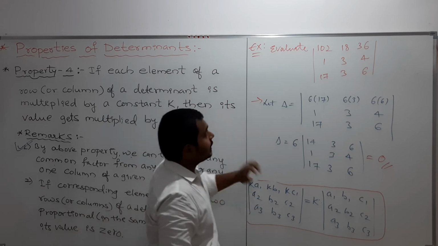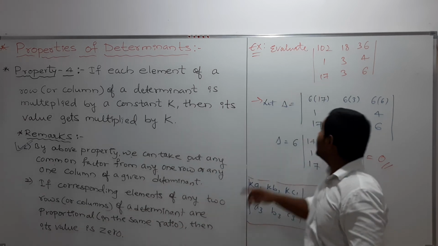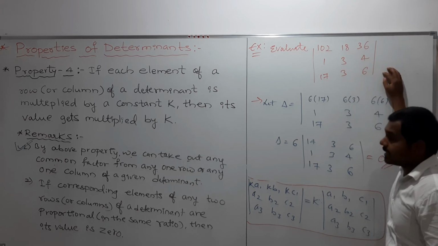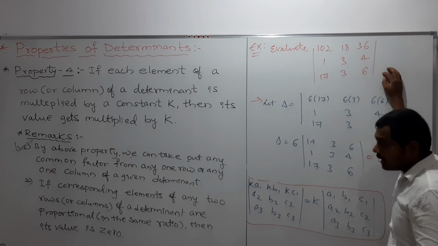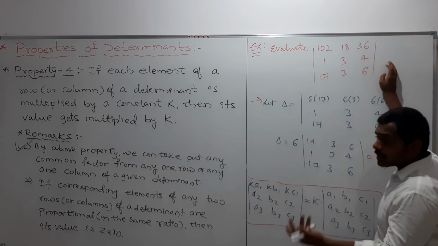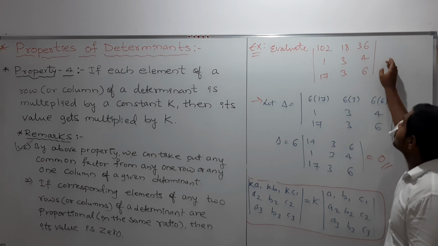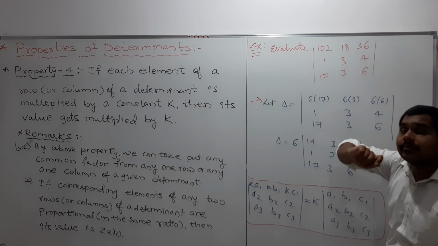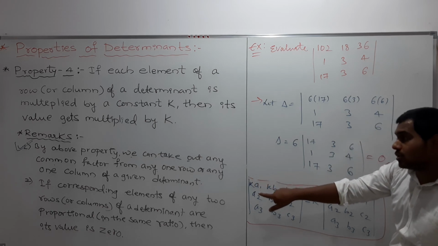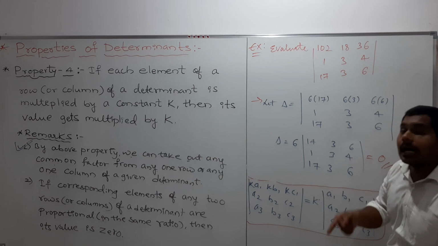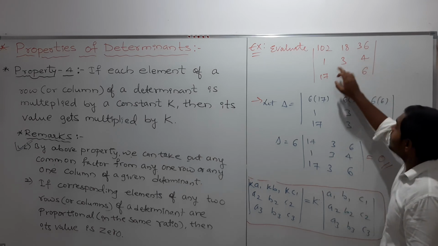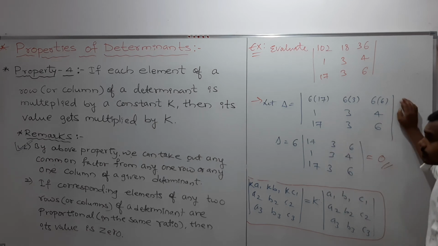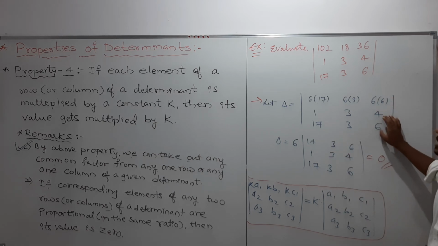This is because, my dear students, proportional means what? Here you can observe, this row 1 and row 3 are proportional. These are corresponding elements of any two rows of a determinant that are proportional or in the same ratio. Here 17, 3, 6, these are in the same ratio. So in such cases, what happens, my students?